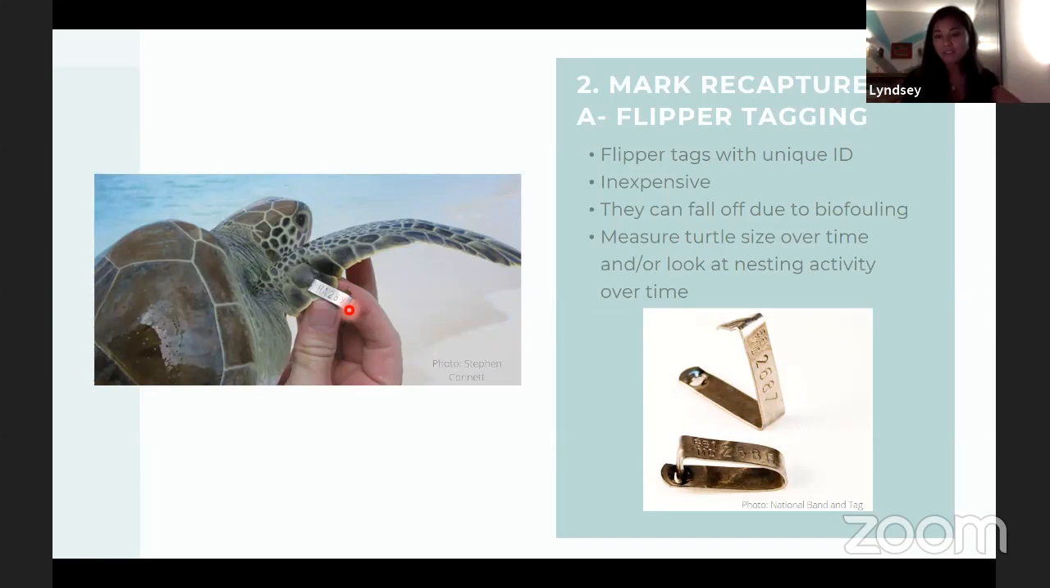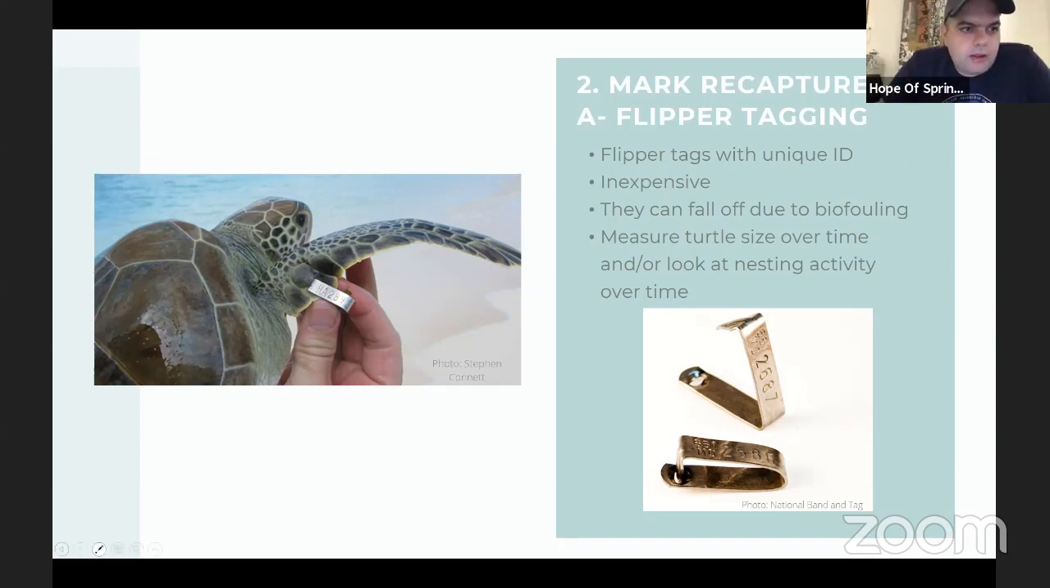You tag both the flippers of the turtle. So if one's on, then you're able to know that it's the turtle. But if both tags fall off, then it's impossible to tell using these flipper tags. These are way more inexpensive compared to satellite tagging because the flipper tags cost maybe $1 or $2 compared to $3,000 for a satellite tag, but the information definitely isn't as reliable or accurate because you have to see and read the tag.